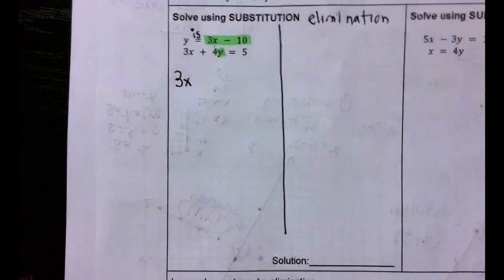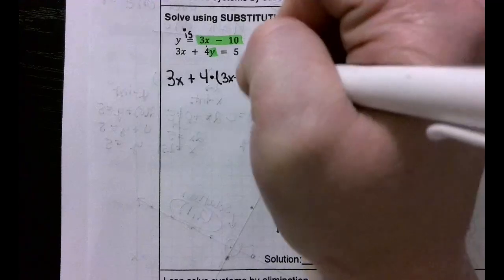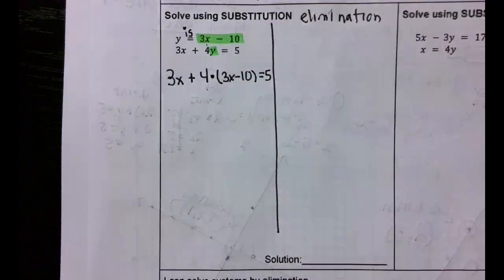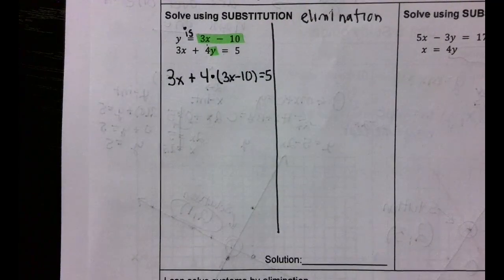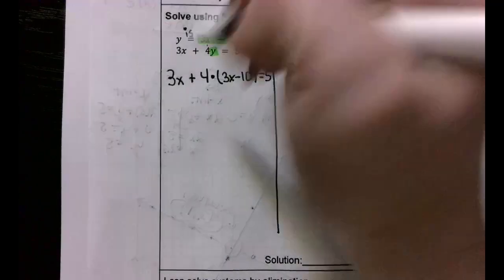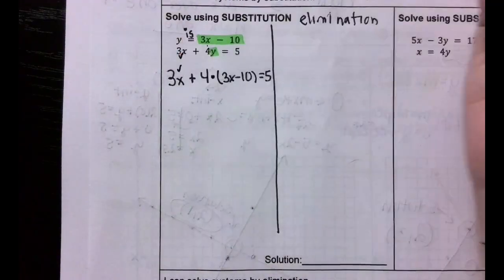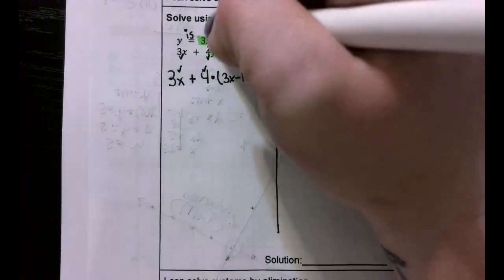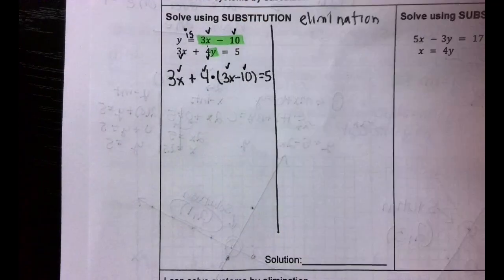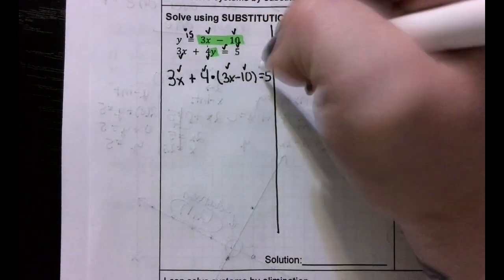I'm going to rewrite this as my 3x. The 3x is just going to come straight down, then plus my 4, and then I'm going to put my little multiplication sign and put 3x minus 10 and equals 5. I'm going to take a pause just to make sure that I copied everything down right. I got my 3x there. Awesome. I got my 4 there. Great. I got my 3x minus 10. Okay. And I got my equals 5.